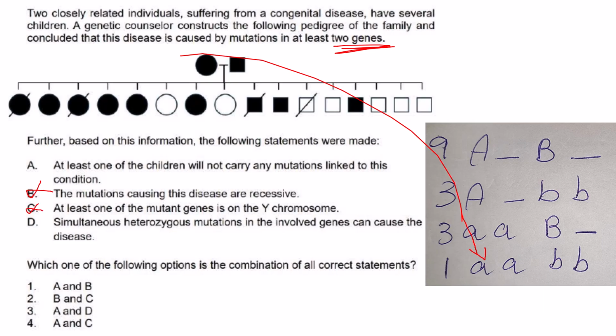Simultaneous heterozygous mutations in the involved genes can cause the disease. Yes, that could be. Now if you see here, capital A, capital B. Okay.